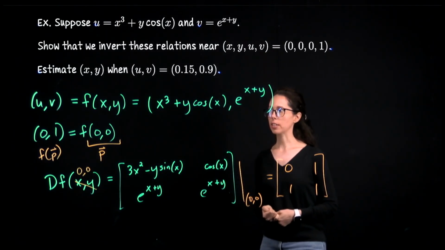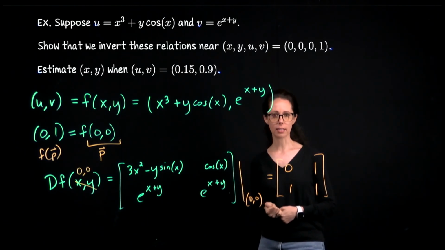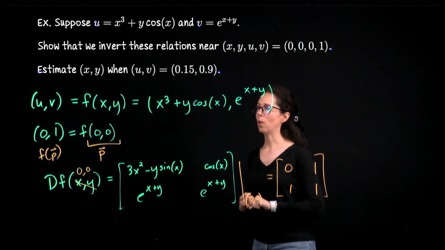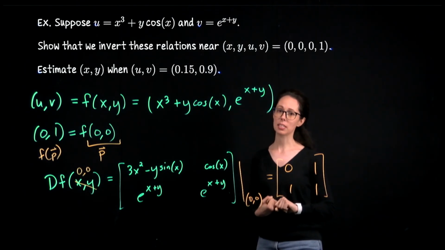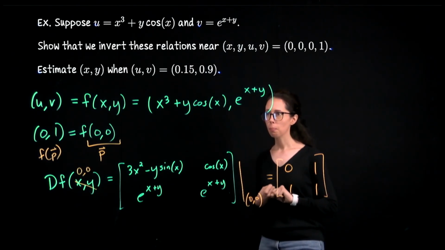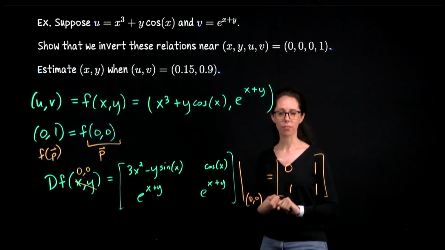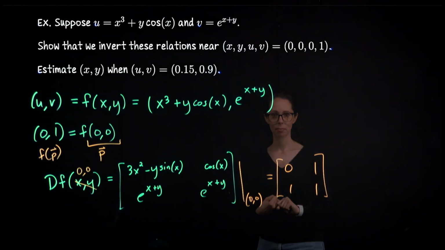This is our last exercise in this video. So once again, let's pause and take a moment to estimate x and y when u and v are very close to (0, 1). So namely when they are at the point (0.15, 0.9). See if you can write down that first order approximation and use it.